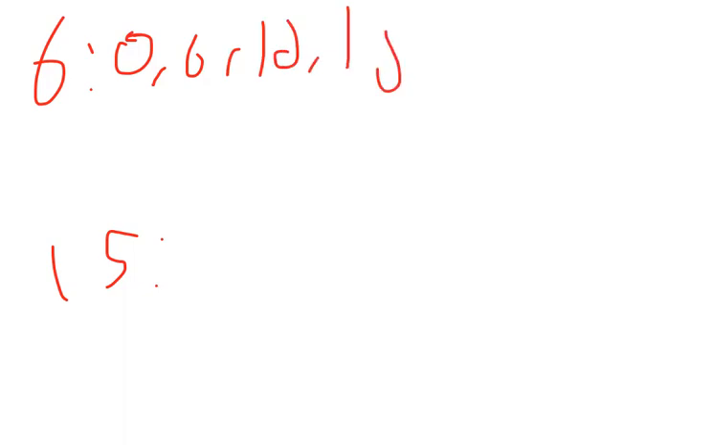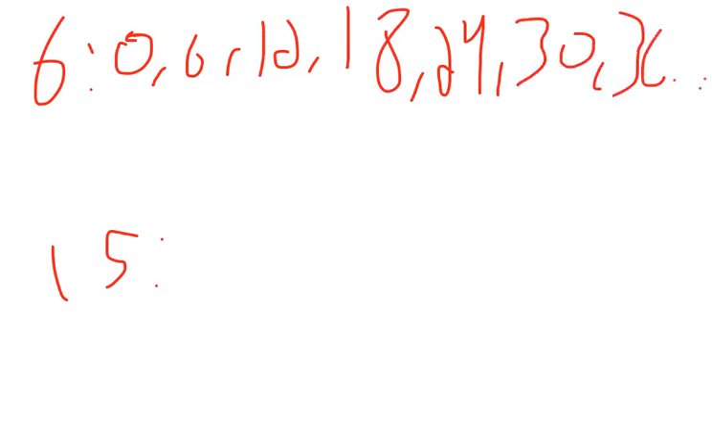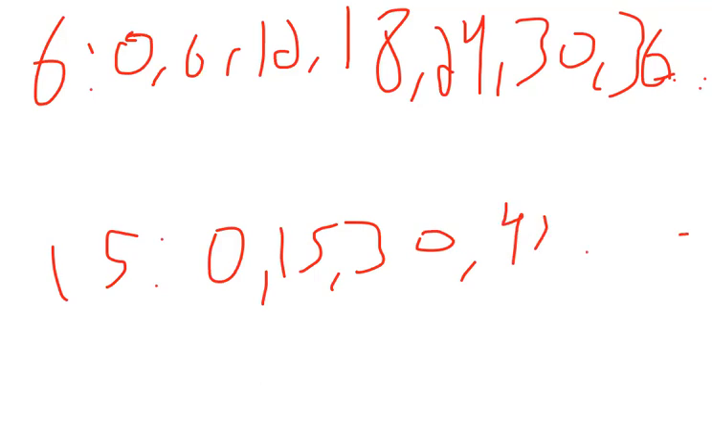All right, let's do more. This is just fun math. For 6: 6, 12, 18 is 3 times, 24 is 4 times, 30 is 5 times, 36, and so on. And for 15: 15, 30, 45, and so on. I see something though. I see a 30. And that is your least common multiple.